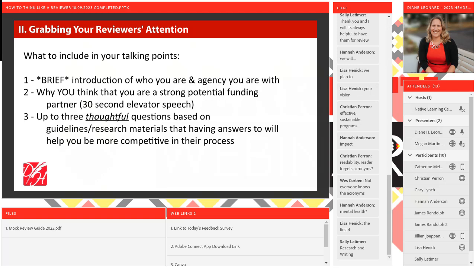What's really important out of these talking points is number 2. Based on your research, why do you think that you are a good fit? So when you were doing the research and you got excited, why do you think that you're a good fit? Ideally, you're going to practice that and it's going to come out to be about 30 seconds long.